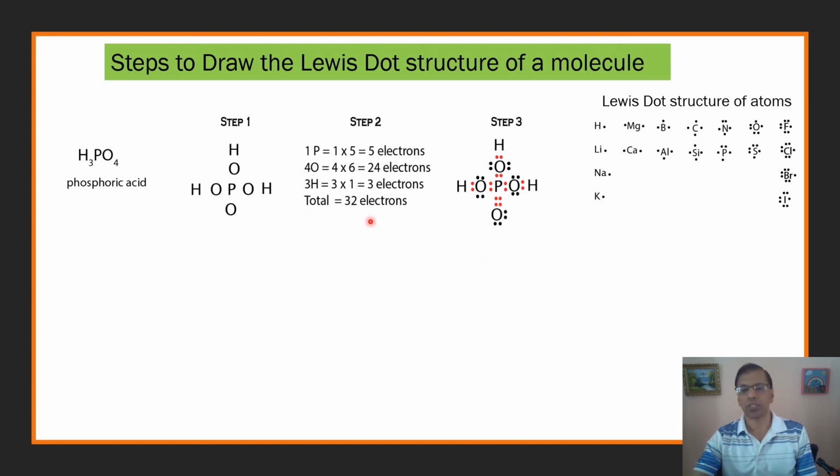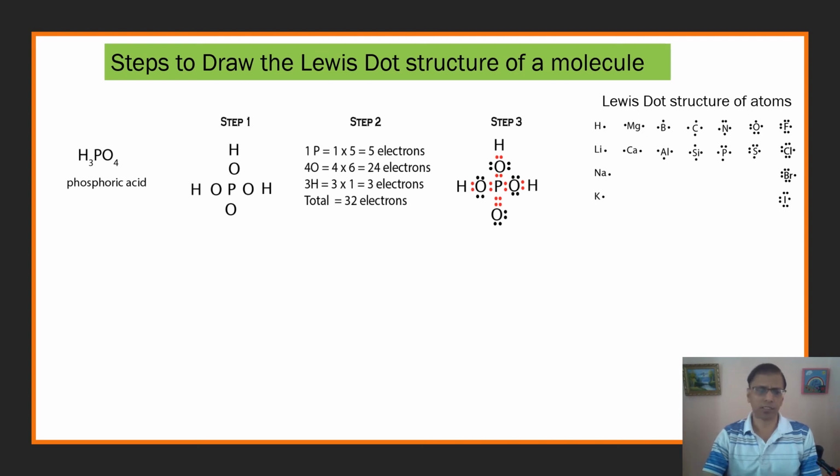Let's make sure that it is 32. So you have 2 plus 2, 4. 4 plus 4 is 8, and 10, 12, 14, 16, 18, 20, 22, 24, 26, 28, 30, and 32. So there are 32 electrons. All the electrons have been accounted for. There is no charge on phosphoric acid, so we don't have to go to step 4 to assign any charges.